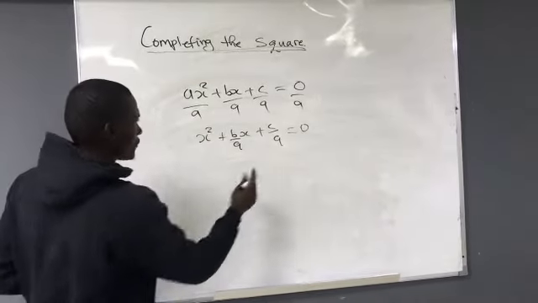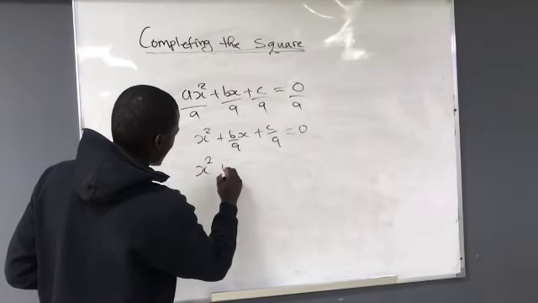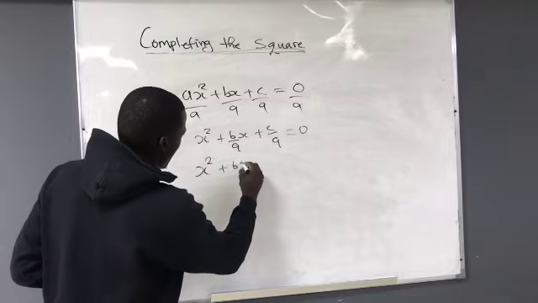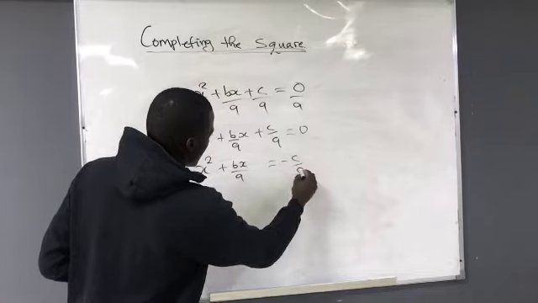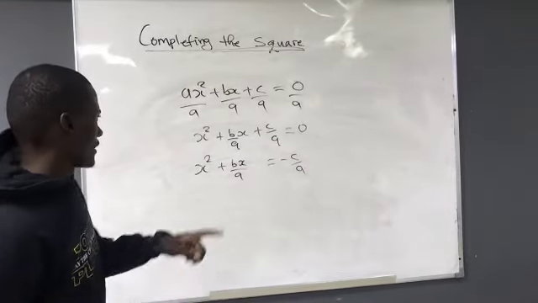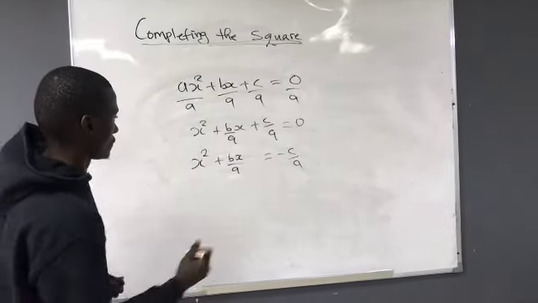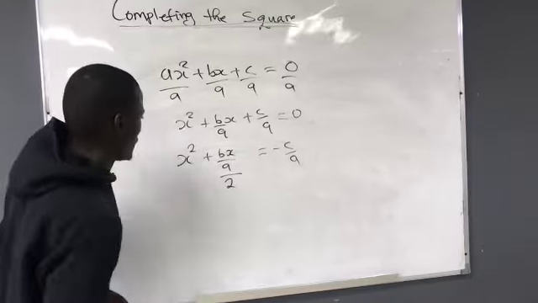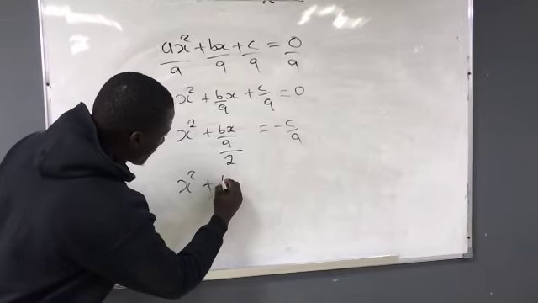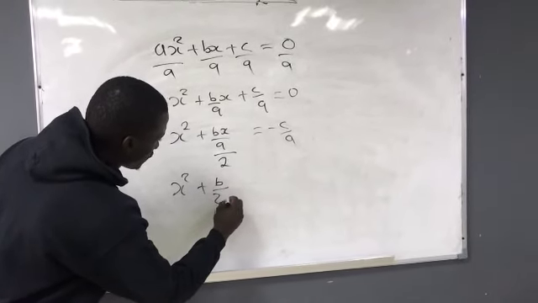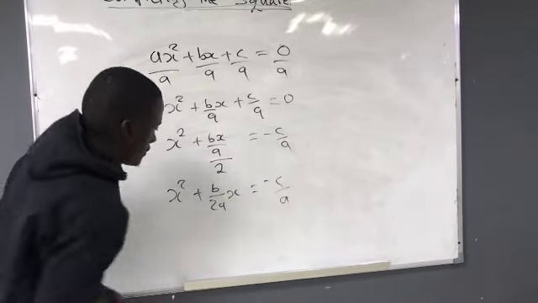Then your second step, you need to shift this to the other side, which is going to give x squared plus bx over a is equal to negative c over a. And the third step, you're going to divide the coefficient here by 2. You're going to have x squared plus b over 2a x is equal to negative c over a.